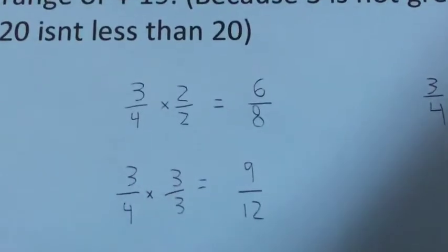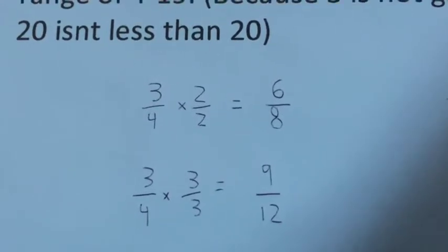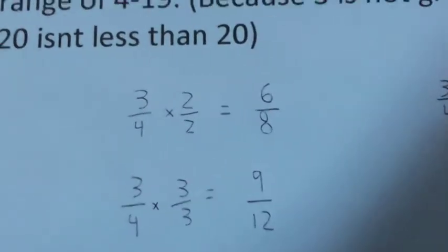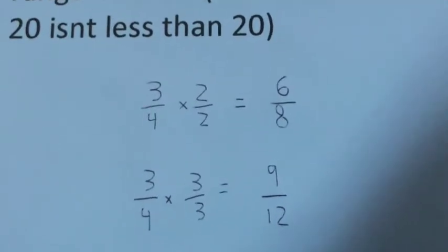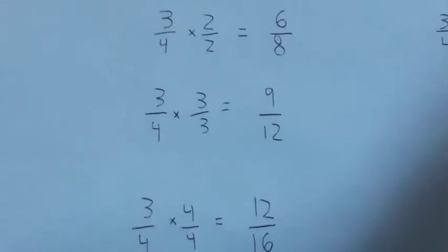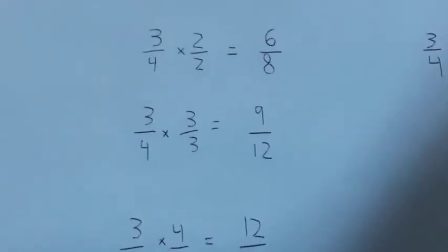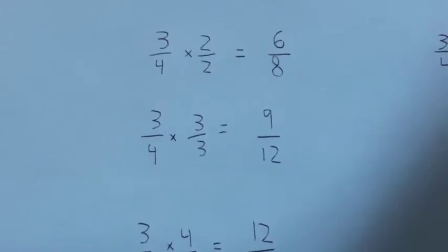So the first one would be to multiply by 2. So 3 times 2 would be 6 and 4 times 2 would be 8. So 3 over 4 times 2 would be 6 over 8, and this fraction meets our criteria. Then we will multiply it by 3. So 3 times 3 equals 9 and 4 times 3 equals 12.